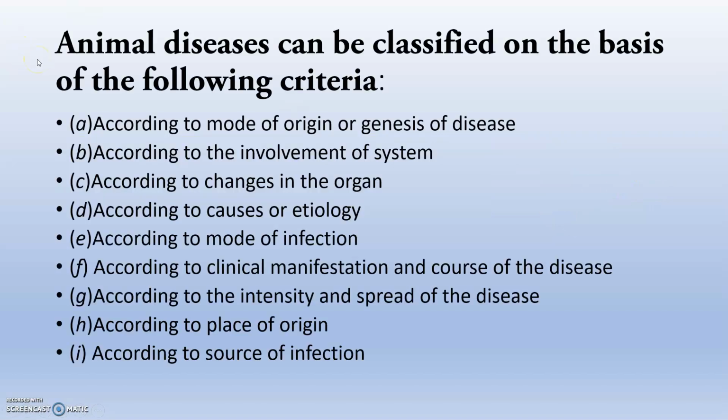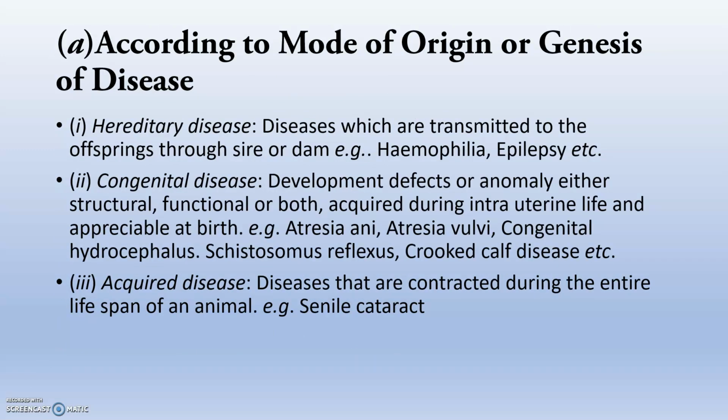So animal diseases, we can classify them on the basis of these criteria. What are they? According to the mode of origin or the genesis of disease, the involvement of system, the changes in the organ, causes or etiology, mode of infection, clinical manifestation and cause of disease, intensity and spread of disease, place of origin and source of infection. So these are the 9 criteria we'll be discussing. We can discuss each one.